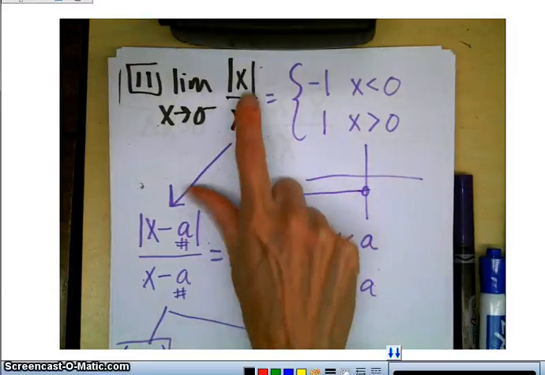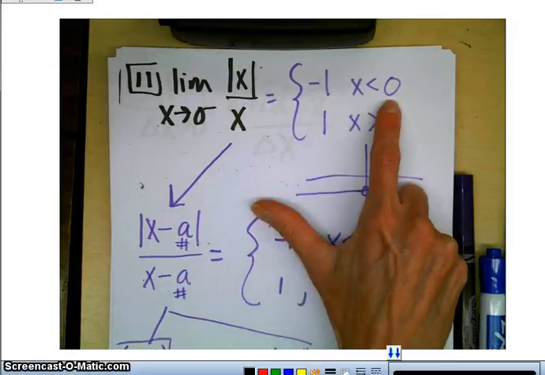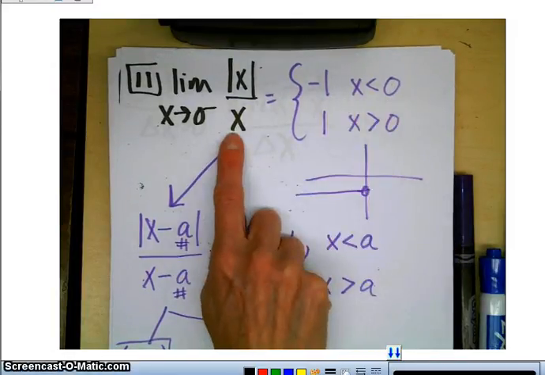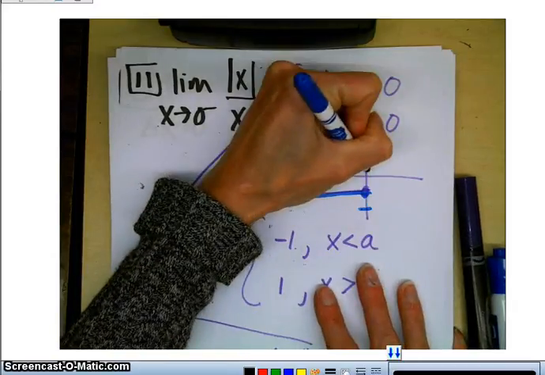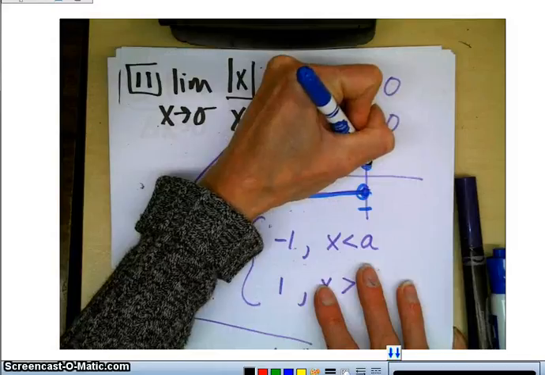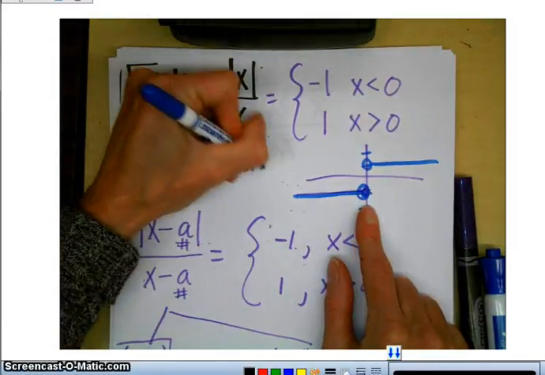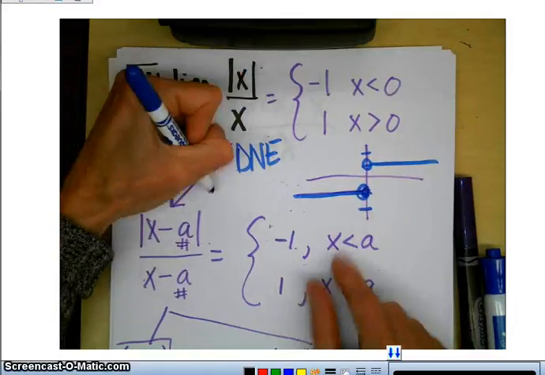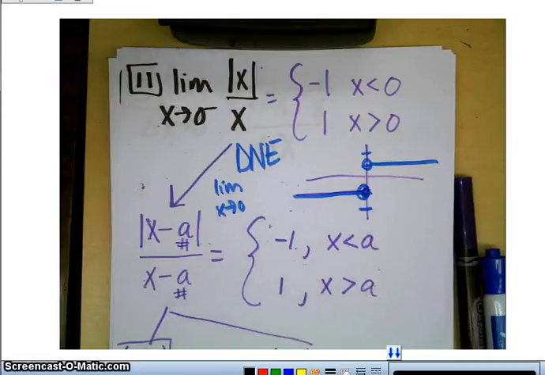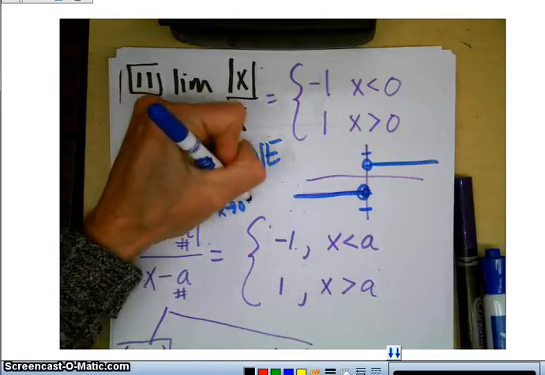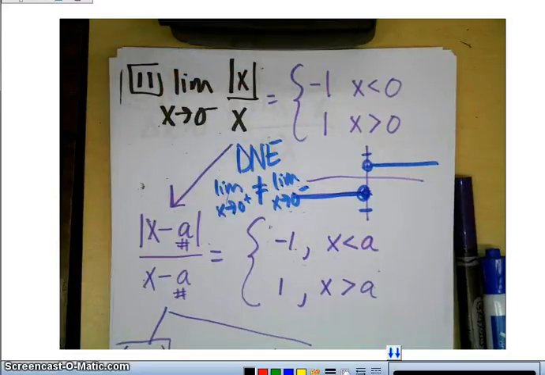So this whole function, the absolute value of x over x is equal to -1 whenever x is less than 0, because that would make the bottom negative and the top positive. And +1 whenever, and those are open circles, whenever it's greater than 0. So the limit as x goes to 0 does not exist here because they're different. The limit as x goes to 0 from the positive is not equal to the limit as x goes to 0 from the negative. That's the reason why.